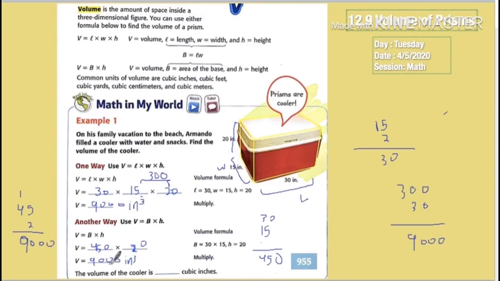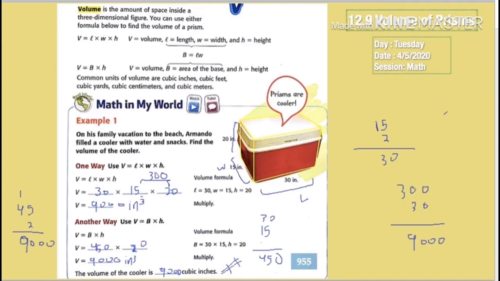And this is a step where you have to kind of check your work. Did you get the same answer of the volume using both formulas? For me, I did, and I get 9,000 cubic inches for both ways. Therefore, my work is correct. And to answer the question, the volume of the cooler is 9,000 cubic inches. Meaning that if I use cubes to fill this entire cooler, I would need 9,000 of them. Okay?